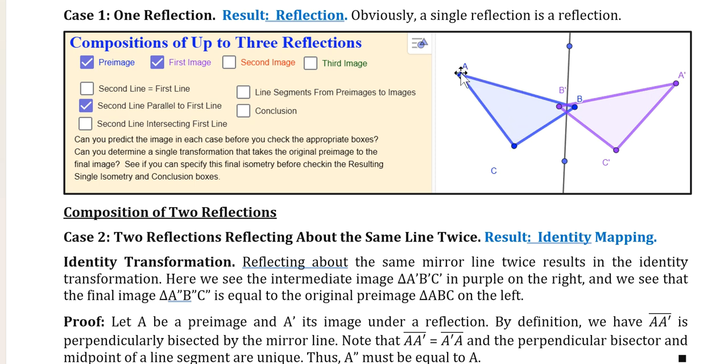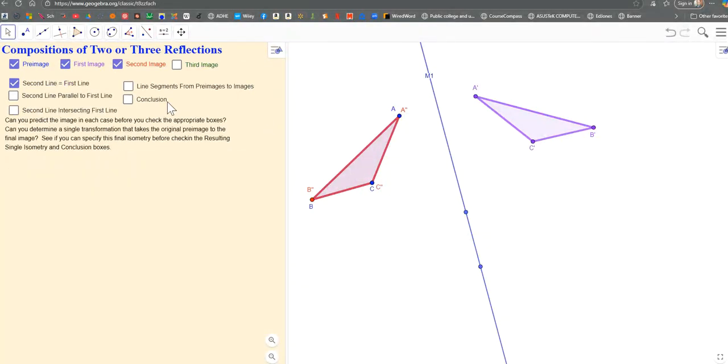Remember that when it's a reflection, let me show you here. If we connect up the line segment from pre-image to image like this, then the midpoint of that line segment is on the mirror line, and this line segment is perpendicular to the mirror line. That gives you the image A prime.